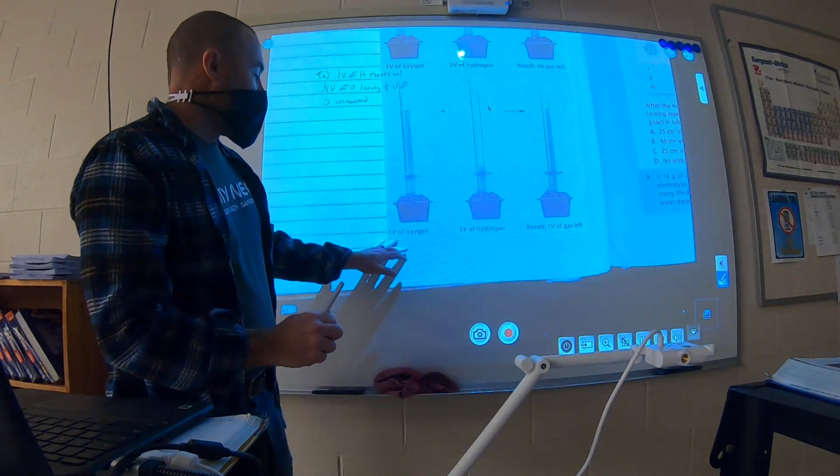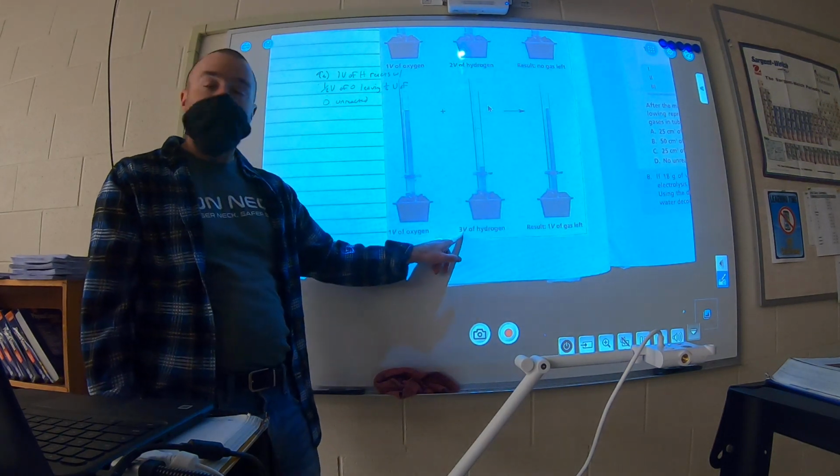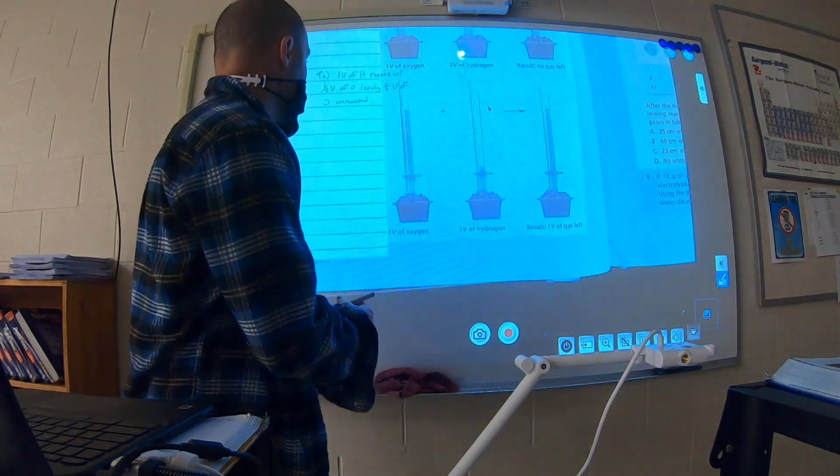Now we've got 1 volume of O. How much would that react with? 2. And we've got 2, right? So 2 of that's going to react, and 1's going to be left over. That's what the 1 volume of gas is.